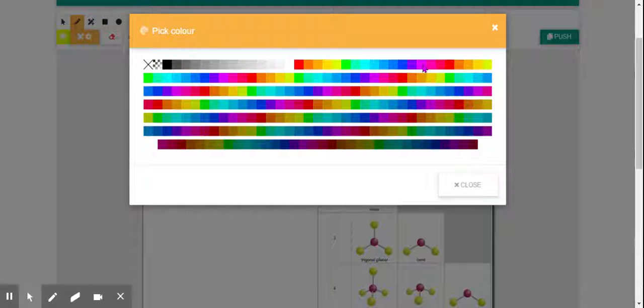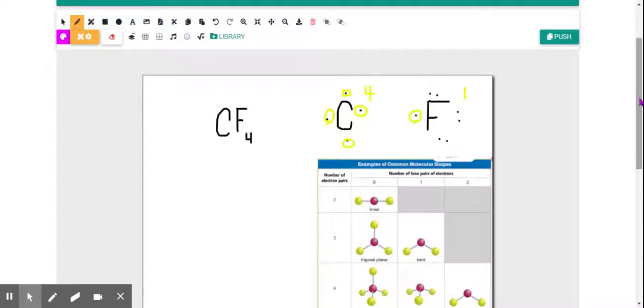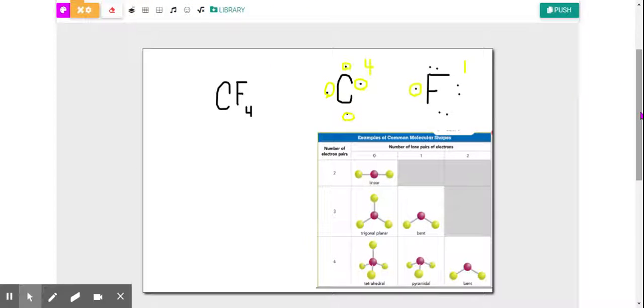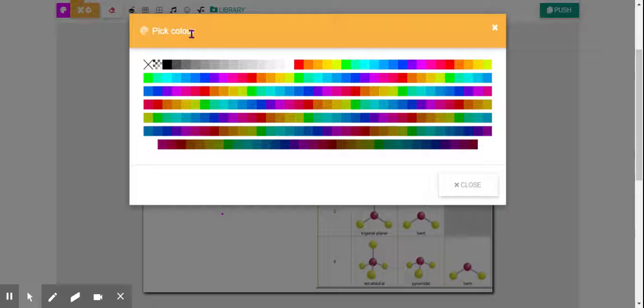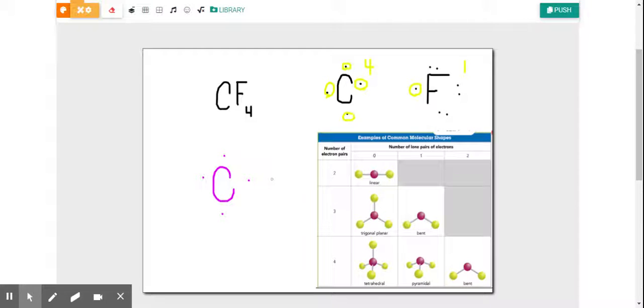So let me get back to a color that I like. And let's look at what the structure for CF4 looks like. We've determined carbon can make the most bonds, so carbon's going to go in the middle. And we said carbon has 4 valence electrons. Let's pick a different color to make fluorine. Let's make fluorine orange. Now, it does tell us we have 4 fluorine atoms, so we're going to put 1 fluorine on each side of our carbon.